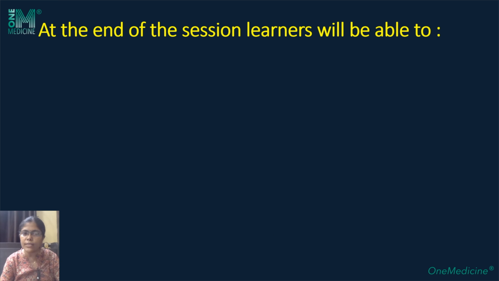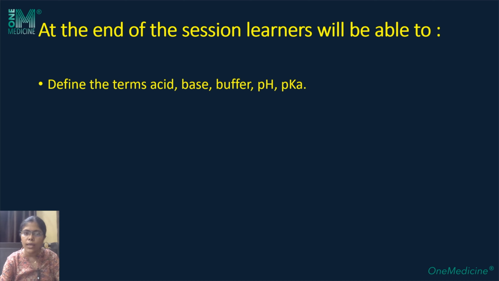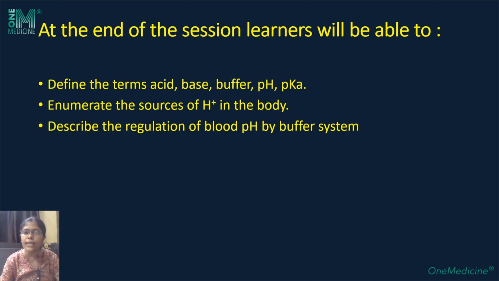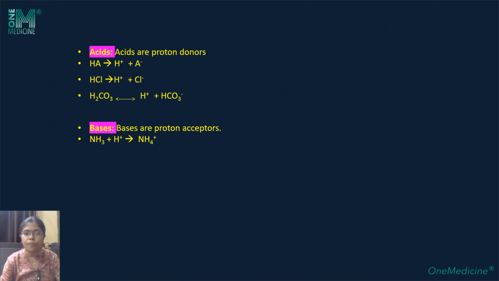At the end of this session, you will be able to define the terms acid, base, buffer, pH and pK, enumerate the sources of hydrogen ion in our system and describe how the pH is regulated by the buffers.